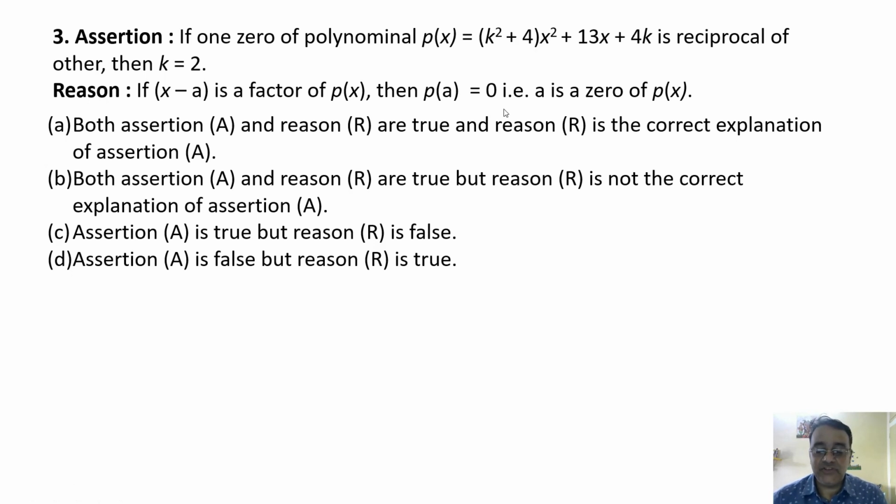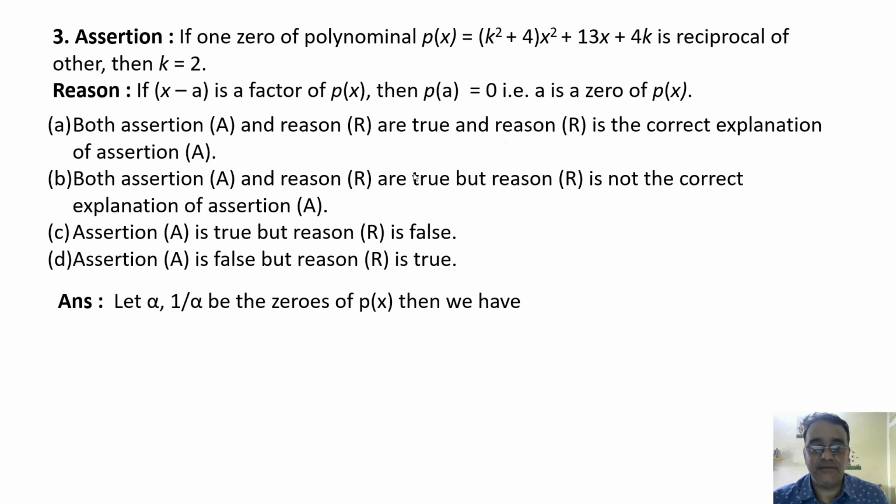So now we will check whether the assertion is correct or not. So let the zeros be alpha and 1 upon alpha. Okay, because both are reciprocal of each other is given. So one we will take as alpha, the other as 1 upon alpha. And we know that, what is the product formula, product of zeros?